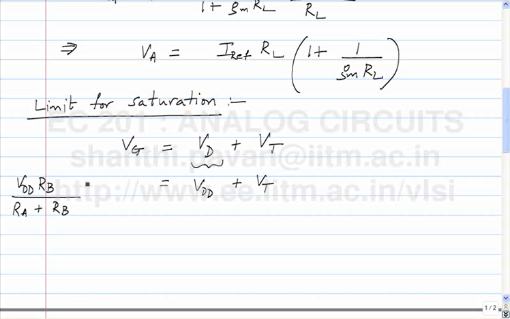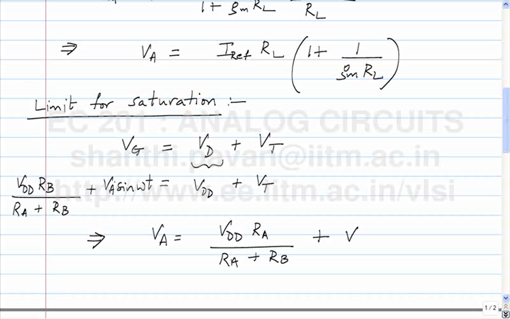Very good. Plus Va sine omega t, which means Va is Vdd times Ra by Ra plus Rb plus Vt. So the MOS transistor is getting into the triode region when the input voltage is going up or down?